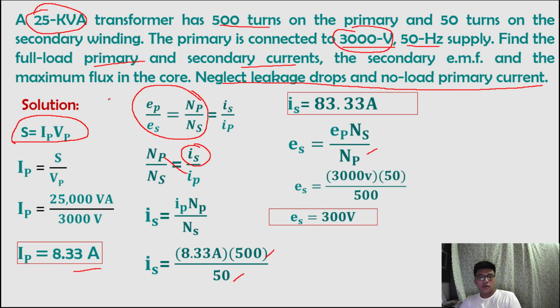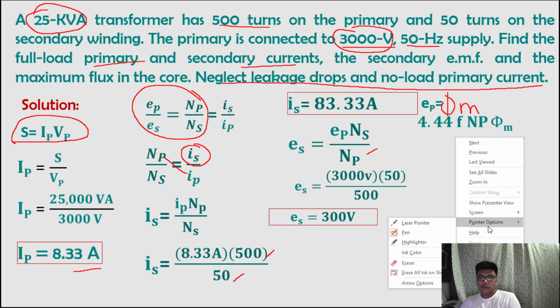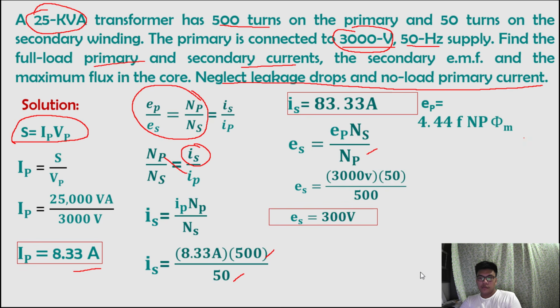Okay. So ano pang nawala? E sub S, 300 volts. Then, yung ating maximum flux in the core. So, phi sub m yung nawawala, no? Isa pa hinahanap. Okay. So, using our equation for induced voltage for primary side, pwede rin naman secondary na sa iyan, ano? Pakita natin, ano, na magkamukha yung makukuha.